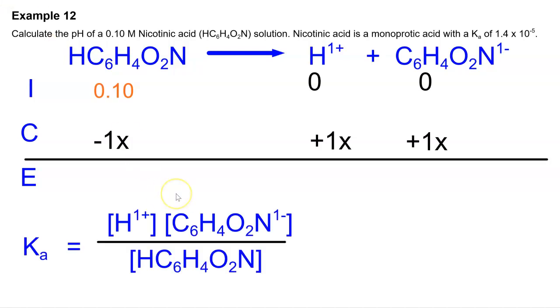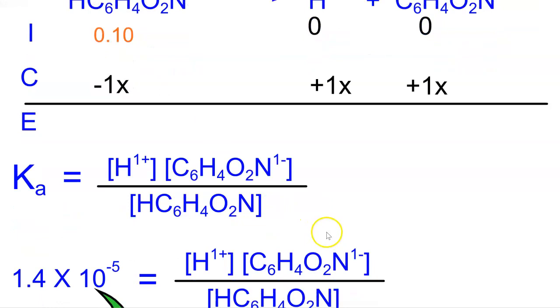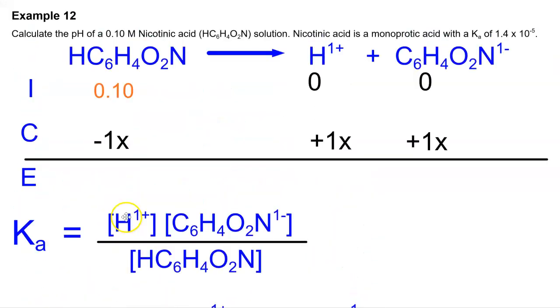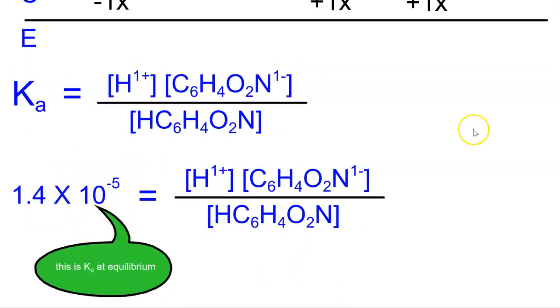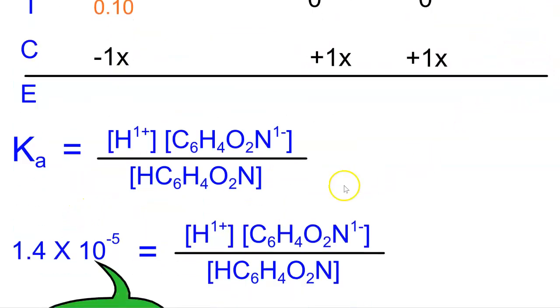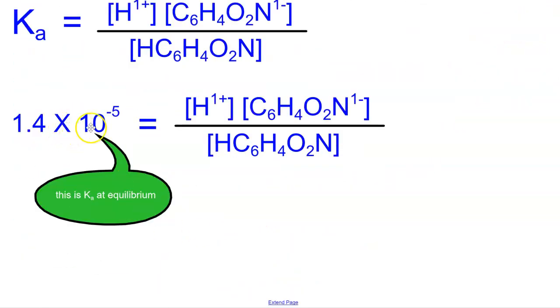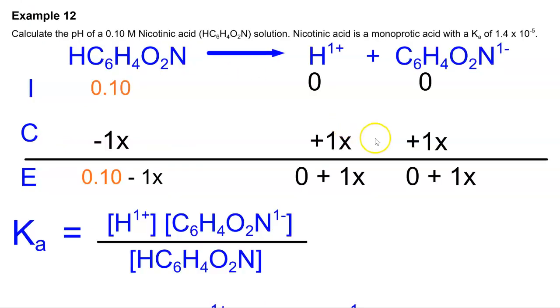Okay, I went ahead and did the expression. I have this value given to me. I know I've got to get this, and I want to see what I need to do going forward with this. I need to figure out this concentration. So I know then that Ka is 1.4 times 10 to the negative fifth. I got that from the given in the problem, and it is Ka at equilibrium. So I can set my expression up, and then I can plug in my pieces of ICE.